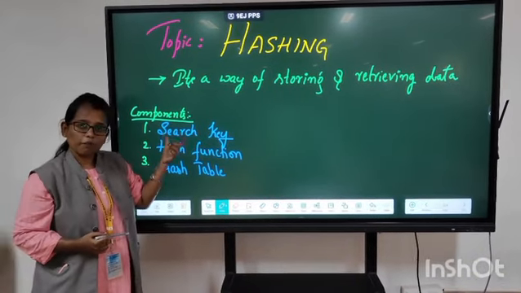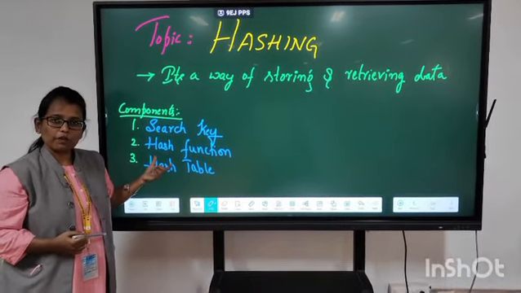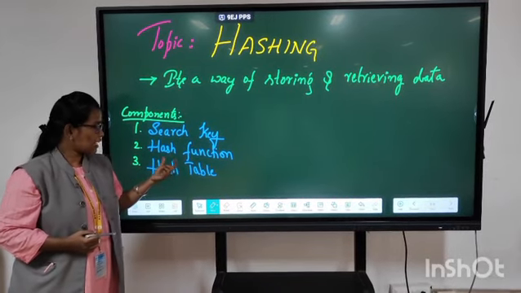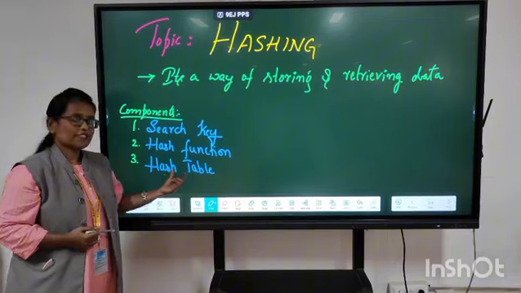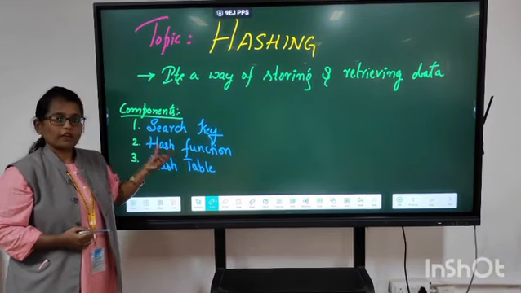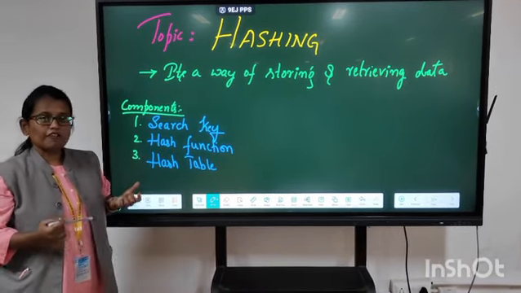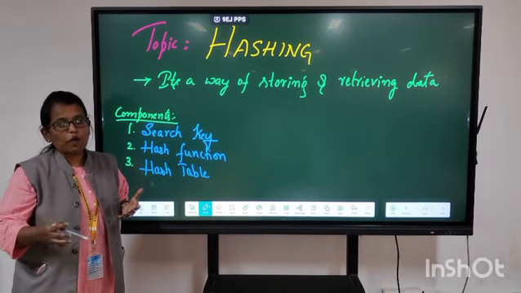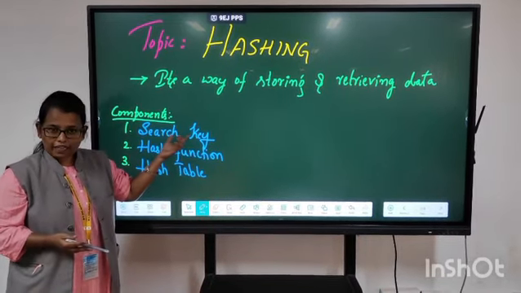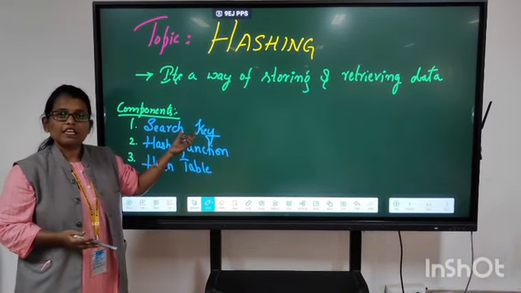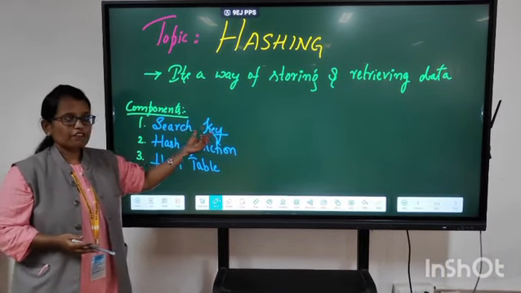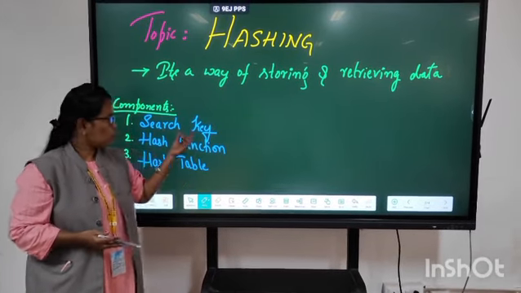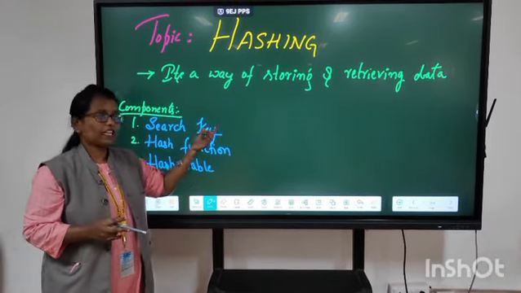When it comes to components, we have three different components used in a hashing technique. The first one is called the search key, the second is the hash function, and the third is the hash table. So first, what is a search key? When we want to identify a student in a college, we use the roll number or the USN number for identifying the student. That is what we call a search key. Here, the search key is used with the array. The array has its own indexes, and the search key will always indicate the indexes.